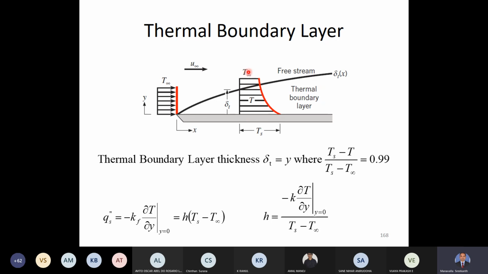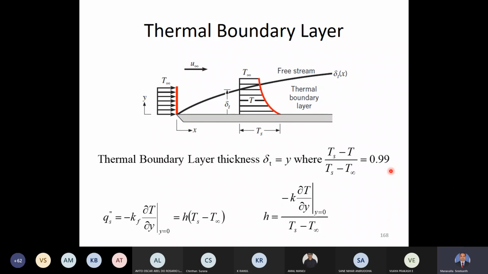So there is a gradual change in the temperatures, and the thermal boundary layer thickness is defined as that thickness. It is represented as delta T, the thickness in the Y direction, where this temperature difference ratio is equal to 0.99. What is this temperature difference ratio? It is Ts minus T, that is, the surface temperature minus the temperature of the fluid, divided by Ts minus T infinity. That is the initial temperature difference, or the maximum temperature difference possible. This ratio equals 0.99 or 99%.